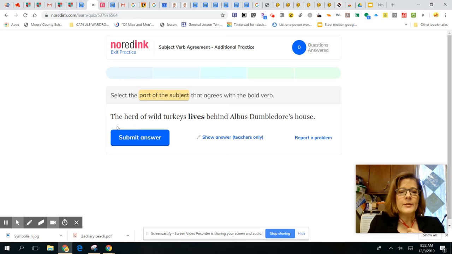All right, so the first thing you're intended to do on this activity is select the part of the subject that agrees with the bold verb. So in this case, you're not having to worry whether the verb is in agreement. It sounds like it's definitely an agreement. You just need to pick the part of the subject that is determining what verb you need.